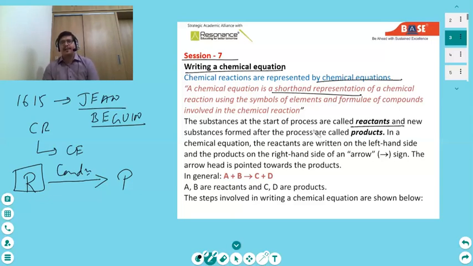So the substance at the start of the process is known as the reactant, and the substance formed after the process is known as the product. Generally, the products are more in demand and more stable when compared to the reactants. When I teach you stability, I will tell you what it means. In a chemical equation, the reactants are written on the left hand side, this is convention, which is your LHS, and the products are written on the right hand side, the RHS.